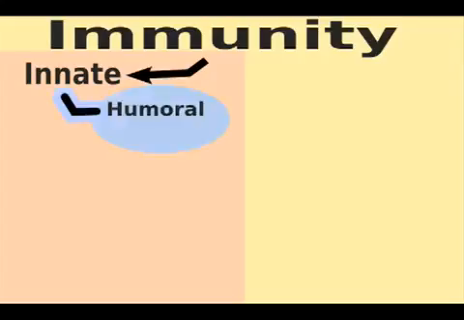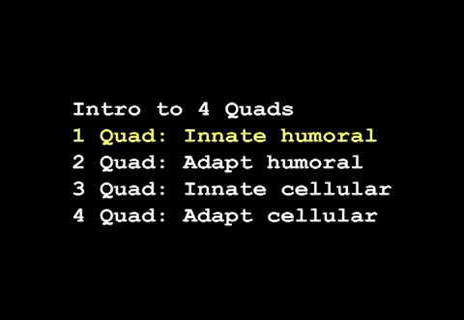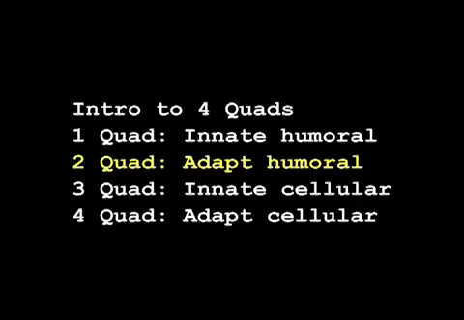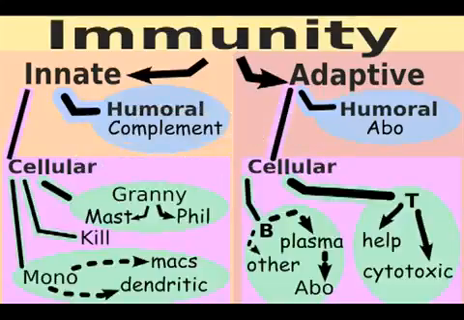The innate humoral component involves complement. Complement nonspecifically fights infections. Complement disrupts foreign cells by complexing to attack foreign cells' membranes. The adaptive humoral component involves antibodies, which you've probably heard of before. The cellular aspect involves cells, which have a lot of scary names.